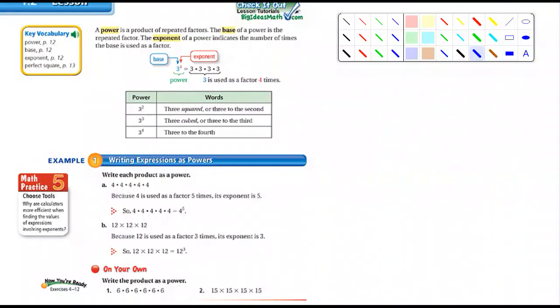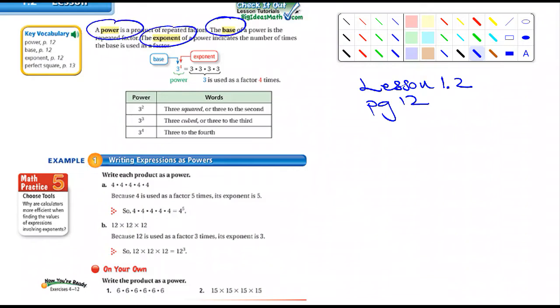So this is lesson 1.2 and page 12. Okay, so first off, they give you some vocabulary here. They talk about power, they talk about base, they talk about exponent, and then right there they give you a picture of everything.